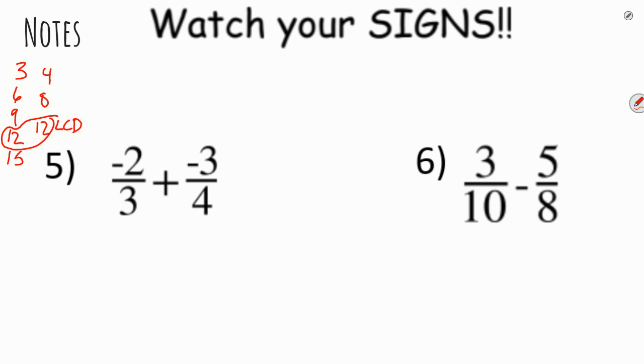Now remember, whatever you can multiply the denominator by to get to 12, you have to do the numerator the same, or it's not the same fraction. All right, so I'm going to multiply my other one by 3.